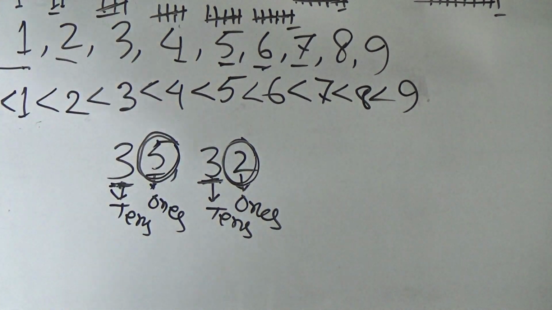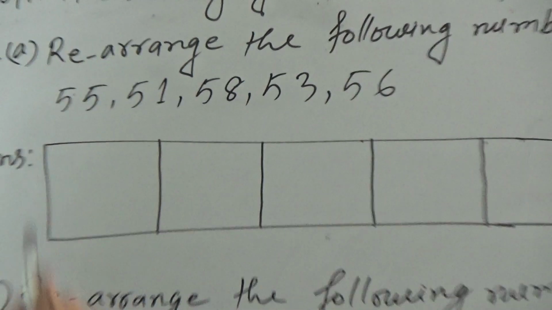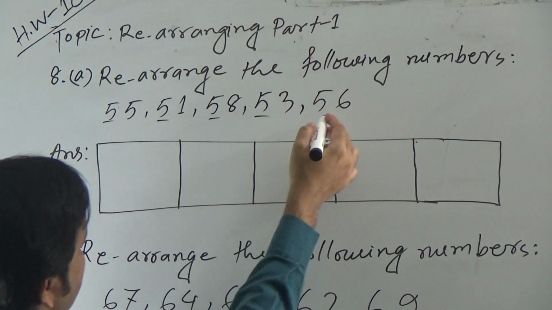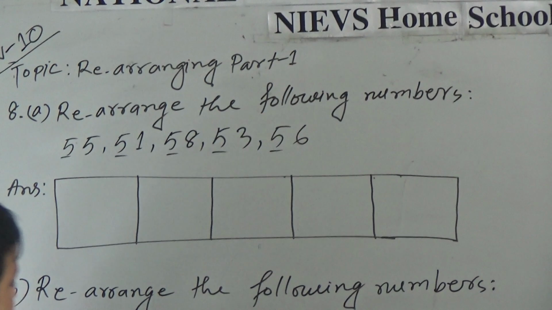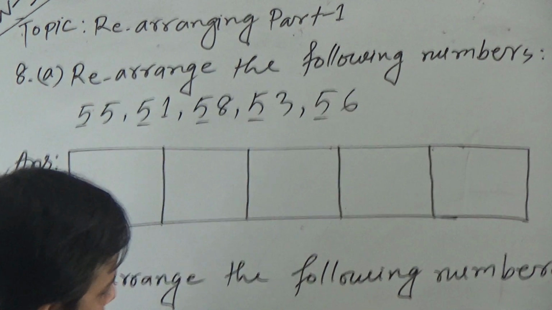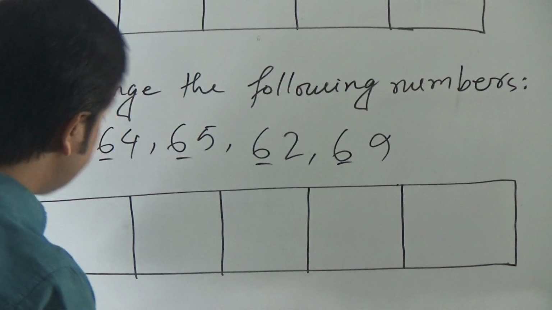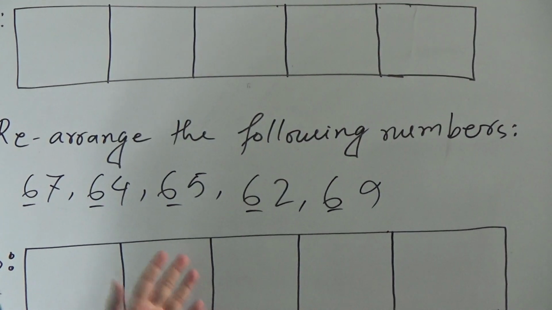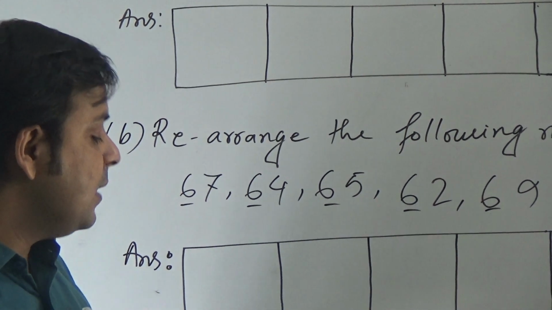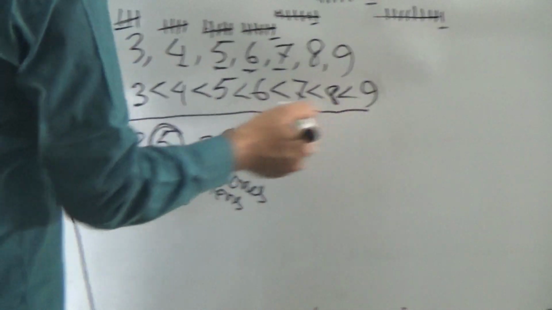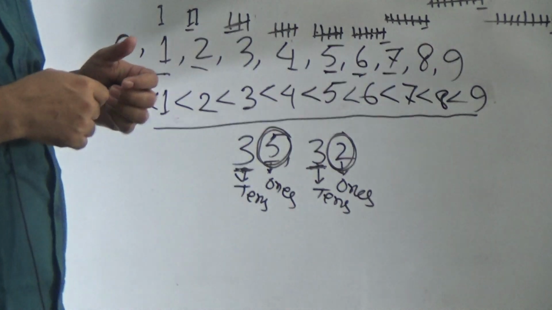Dear students, now see here. In 55, the tens place is 5, and in the other numbers too the tens place is 5. In this case, it means that in our given numbers, the tens place is always the same. So we have to compare only the ones place. If we arrange the ones place according to this order, we will find which number is smaller and which is greater.